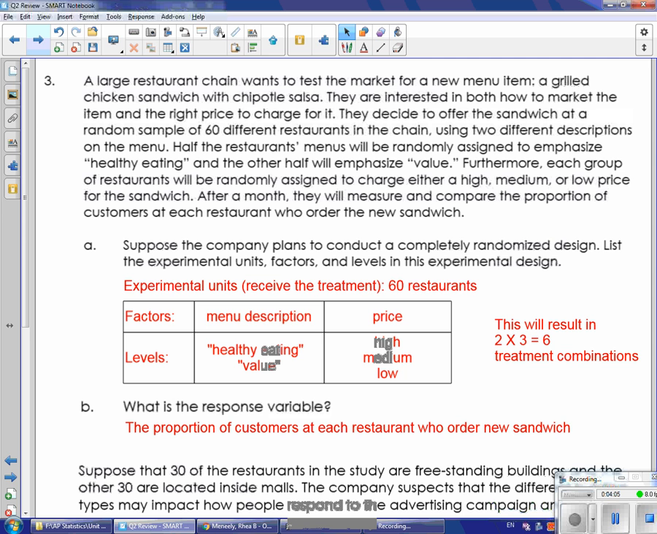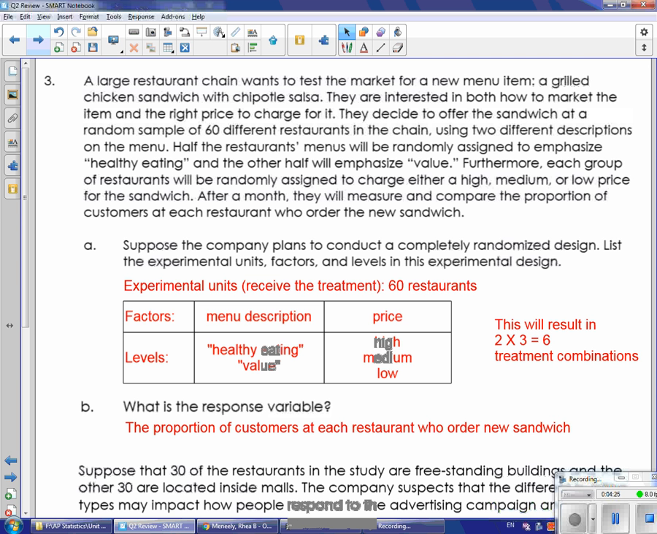Furthermore, each group of restaurants will be randomly assigned to charge either a high, medium, or low price for the sandwich. After a month, they will measure and compare the proportion of customers at each restaurant who order the new sandwich. So suppose the company plans to conduct a completely randomized design. We want to list the experimental units, the factors, and the levels in this experimental design.